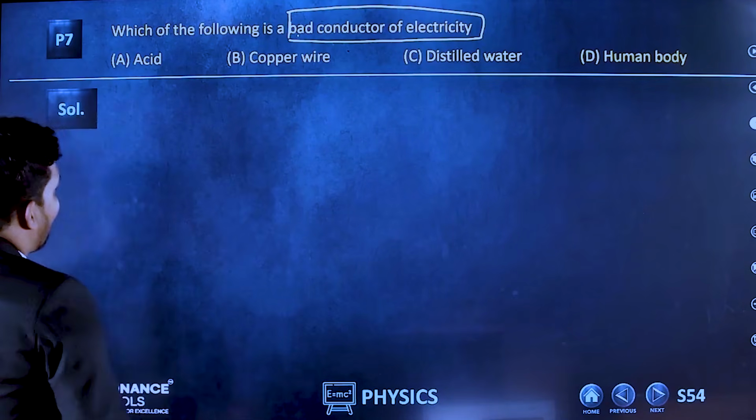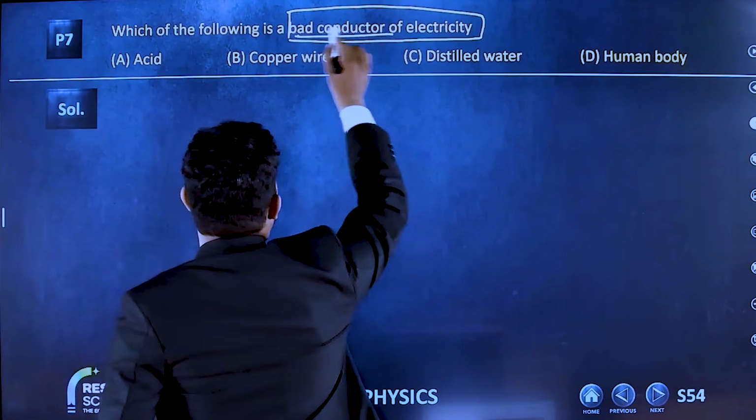Let's come back to the point. Which of the following is a bad conductor of electricity?